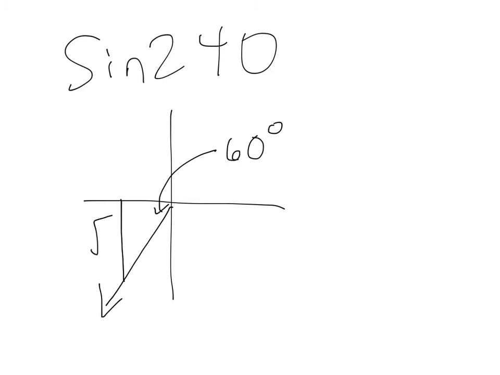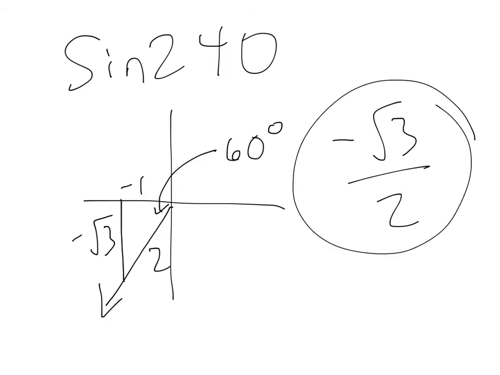So I have root 3 here. I have 1 here and I have 2 here. However, it's going down, so that's negative. It's going to the left, so that's negative. So 1, root 3, 2 triangle, but two of them are negative because of the direction they're going, to the left and down. So sine is opposite over hypotenuse, which means I have negative root 3 over positive 2. Dunzo.